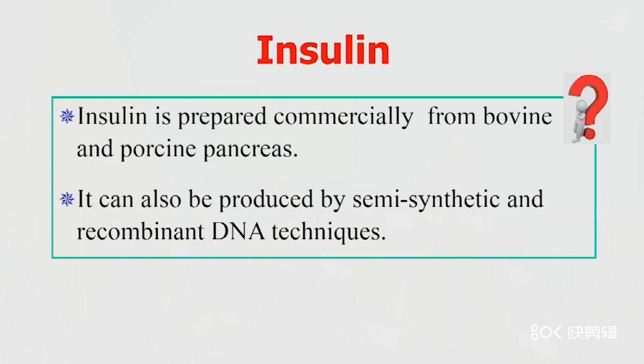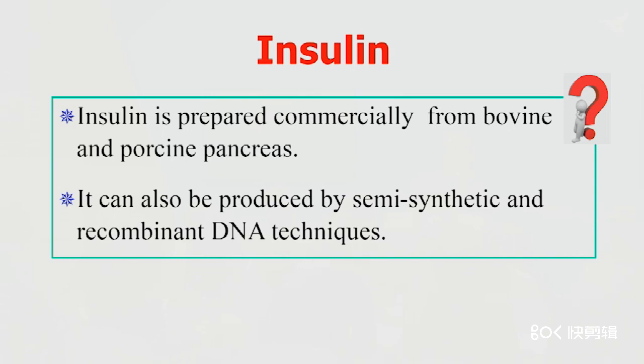Porcine pancreas insulin has one amino acid different from human insulin. And the bovine insulin has 3 amino acids different from human insulin. This means animal insulin may induce one adverse reaction, which is allergic reaction.